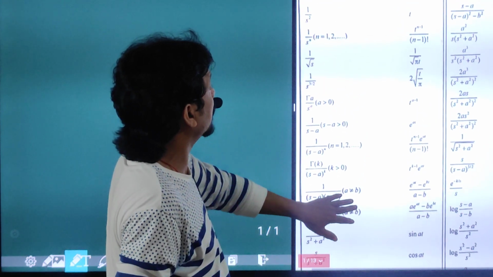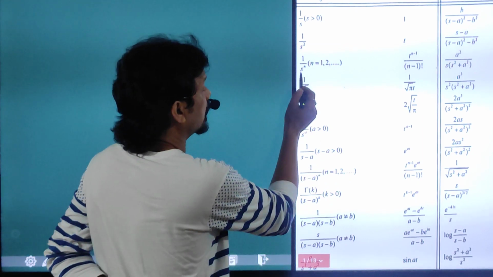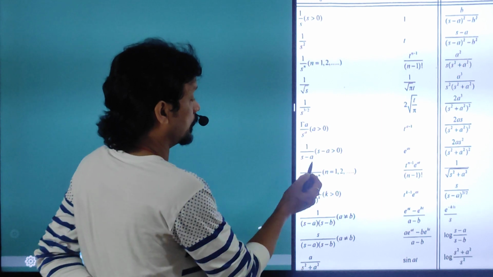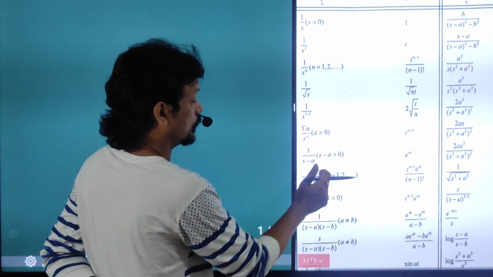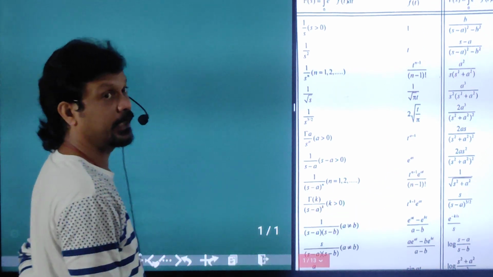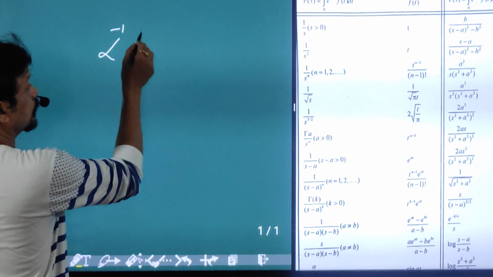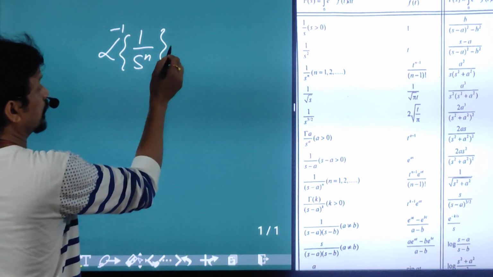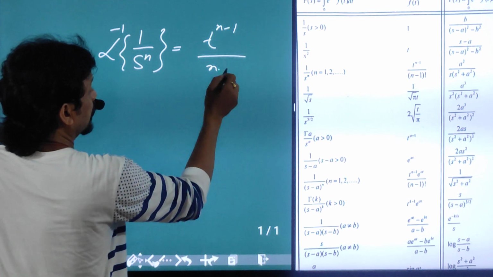And here, 1 by s to the power n. See here, the Laplace inverse of 1 by s to the power n is t to the power n minus 1 by n minus 1 factorial. And for 1 by s minus a whole to the power n, it is t to the n minus 1 into e to the power at by n minus 1 factorial. That means the Laplace inverse of 1 by s to the power n, I have also derived this formula, is t to the power n minus 1 by factorial of n minus 1.